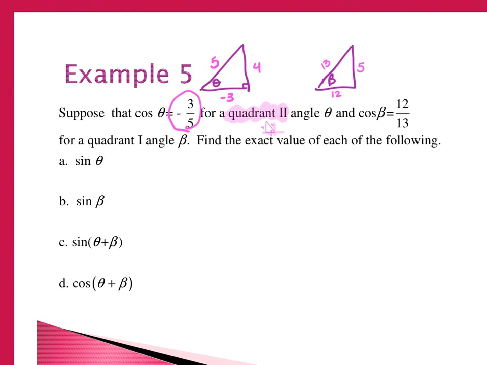So now A is asking for the sine of theta, which is this triangle. The sine would be opposite over hypotenuse, or 4/5.